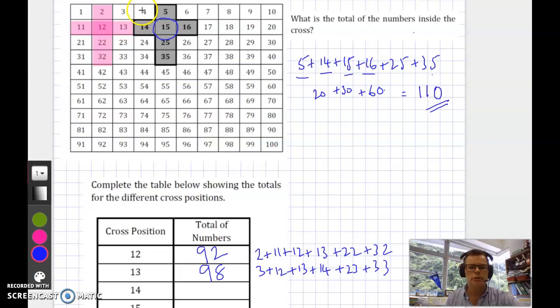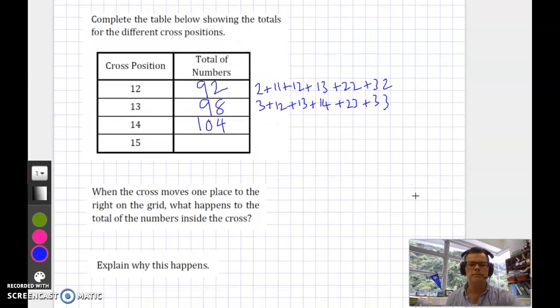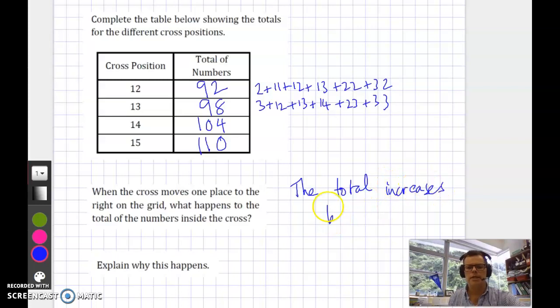The 14 position cross, again, you'll be able to see there that it's 4 plus 13 plus 14 plus 15 plus 24 plus 34. Each of them is one bigger than the previous. Again, that power of writing down working in mathematics allows you to save time there because you can just add 6. And that confirms also that position number 15 is 110. When the cross moves one place to the right on the grid, what happens to the total of numbers inside the cross? The total increases by 6. Explain why this happens.